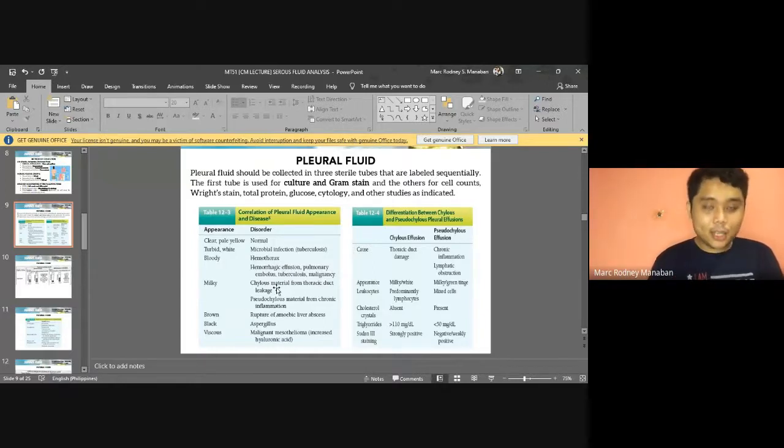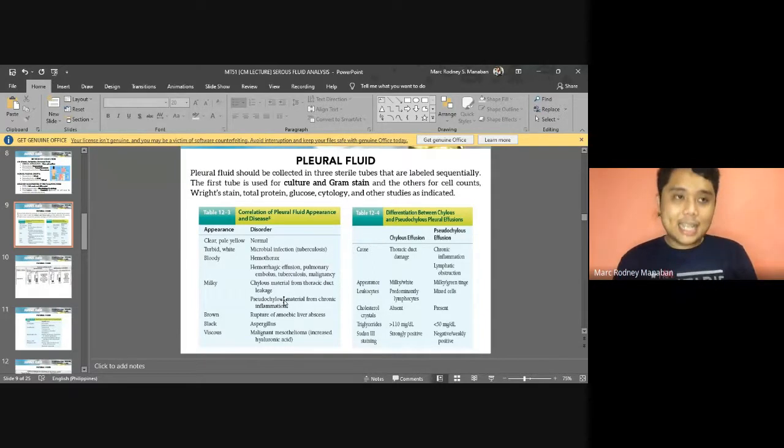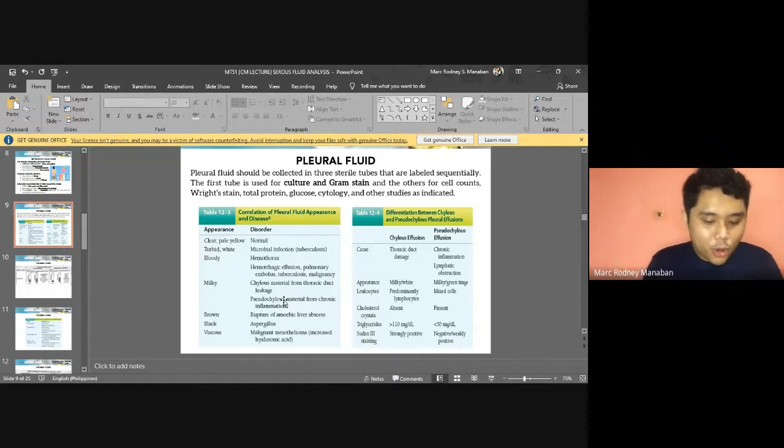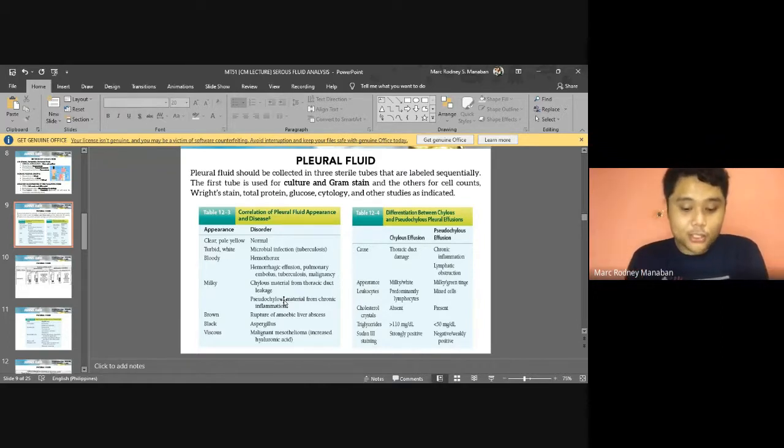Milky is chylous material from thoracic duct leakage. So the lymphatic system was punctured and lymph was introduced, that's why it's milky. Brown is rupture of an amoebic liver abscess. Black is for aspergillosis or Aspergillus, and viscous is malignant mesothelioma. All right, so there's a cancer, mesothelioma.